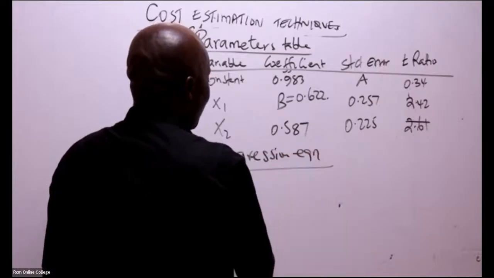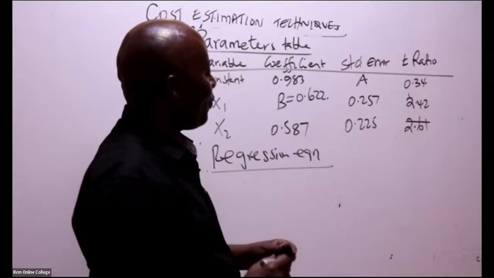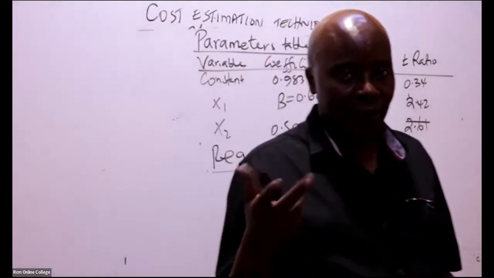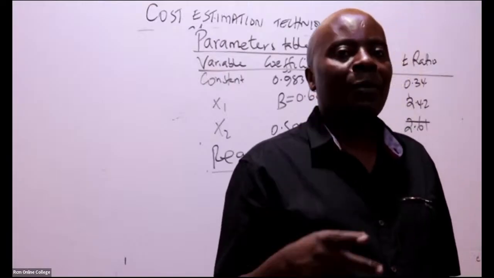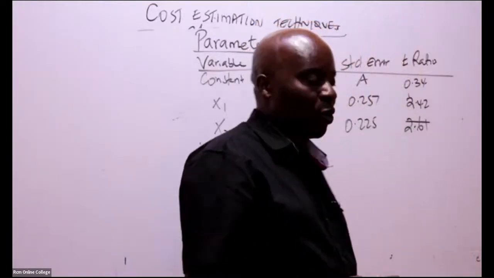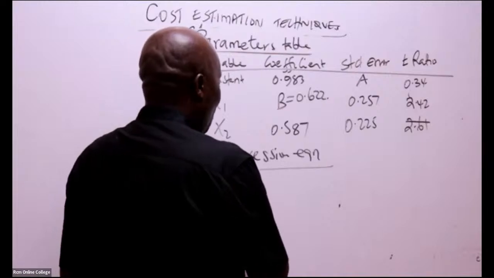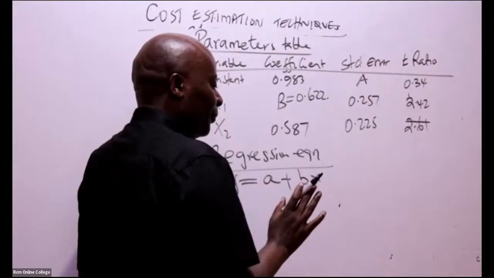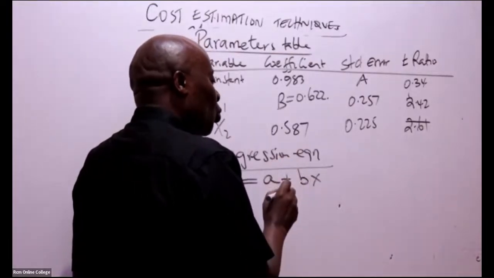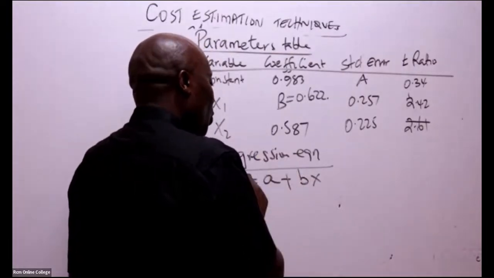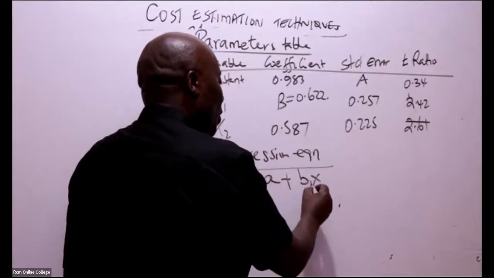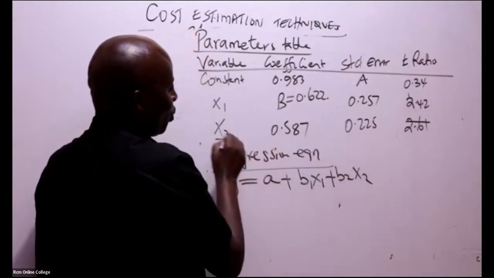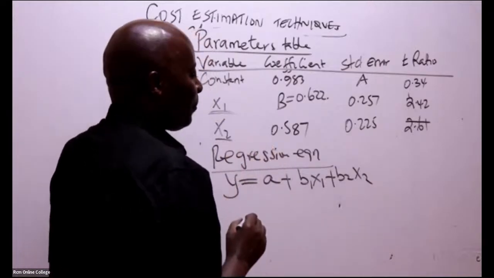Let me ask you a question. How many predictor variables do we have here? Remember, predictor variables are X variables. 2 of them, X1 and X2. The general regression equation, the normal one, is Y equals A plus BX. But now we have 2 X values, so it will be Y equals A plus B1 X1 plus B2 X2.